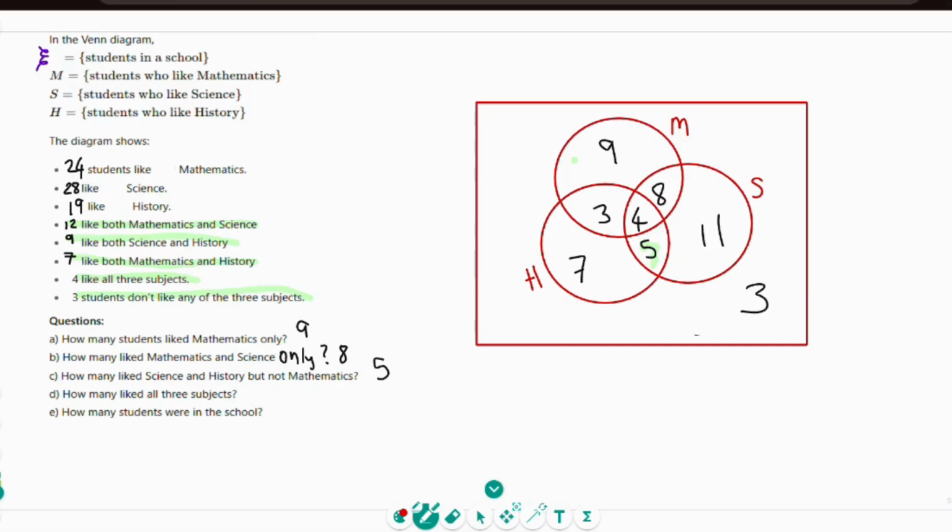How many liked all 3 subjects? So that's the middle bit for how many students are in the school. Right, so we need all of the values here. So let's add up all the values. 50.